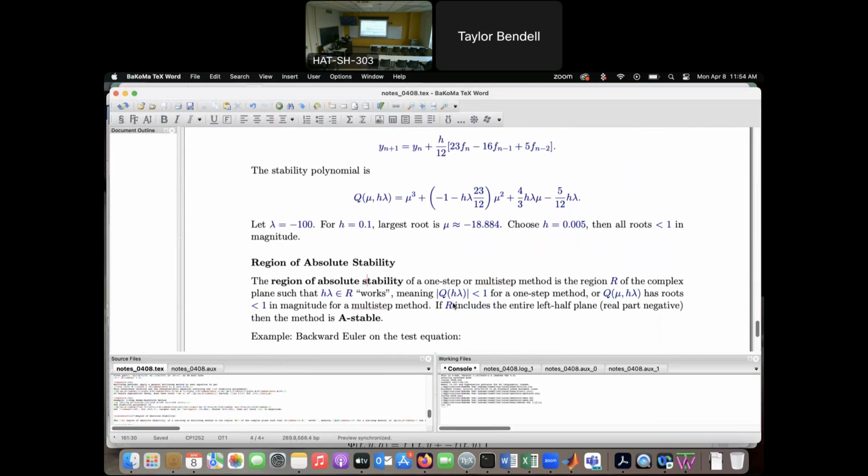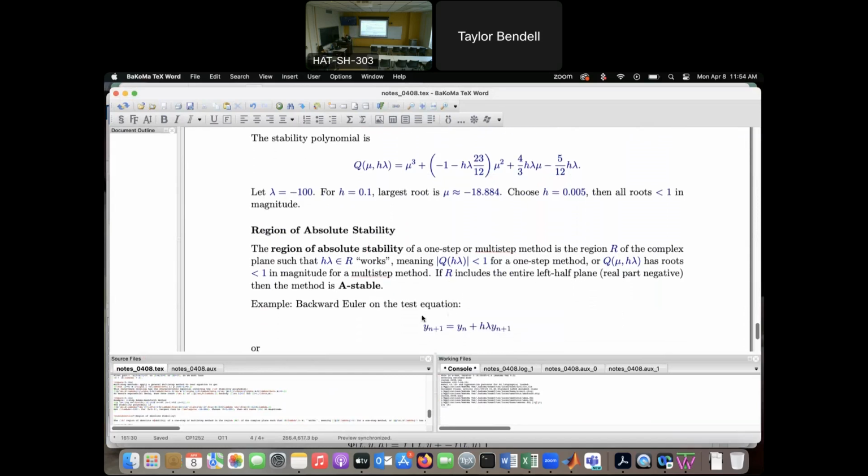What we really like to have is if your region of absolute stability includes the entire left half of the complex plane, where the real part is negative, then we say that the method is A-stable. A lot of important ODEs are covered by that left half plane.